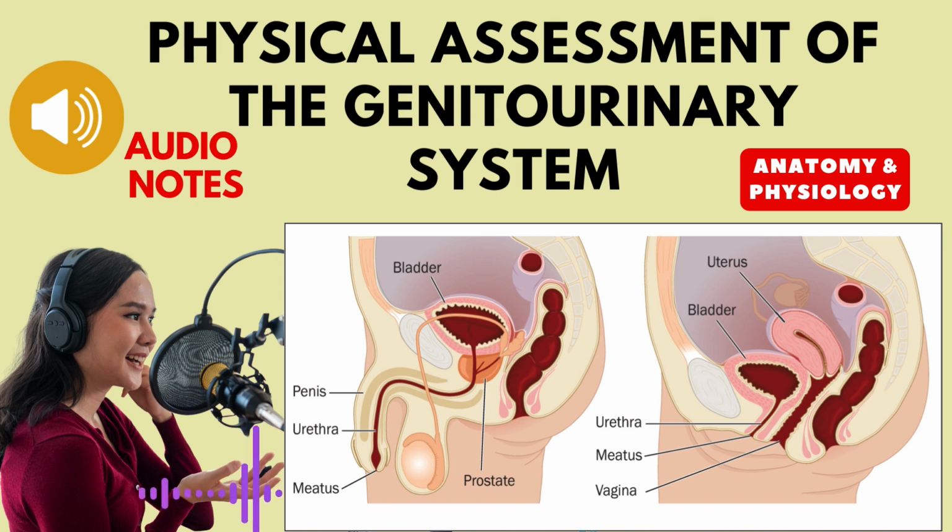Male and female rectal inspection. Lastly, for both males and females, the rectal inspection. Palpate the rectum for any abnormalities. Check for lesions on the rectal walls. Examine a stool sample for the presence of blood. This concludes our overview of the procedures for the physical assessment of the genitourinary system. Always remember to perform these assessments with care, sensitivity, and respect for the patient's privacy and comfort.